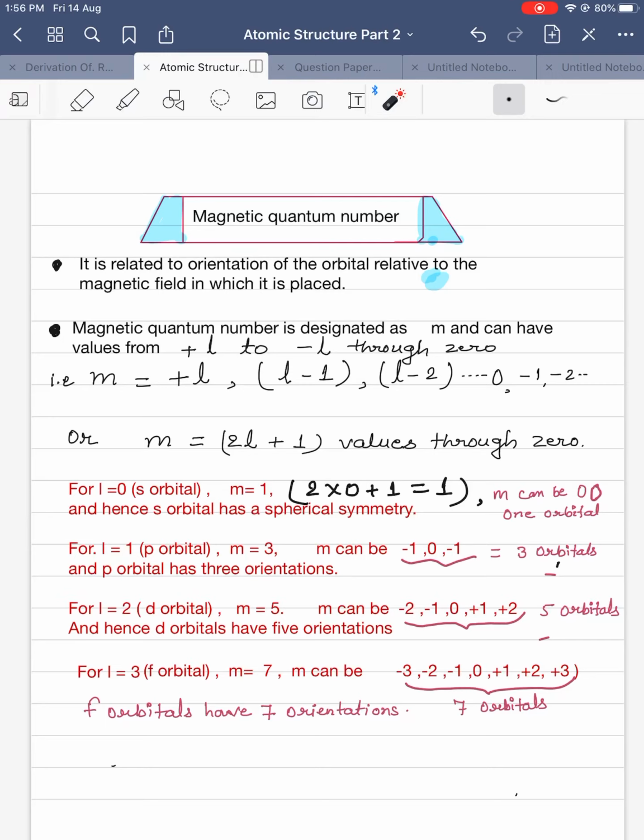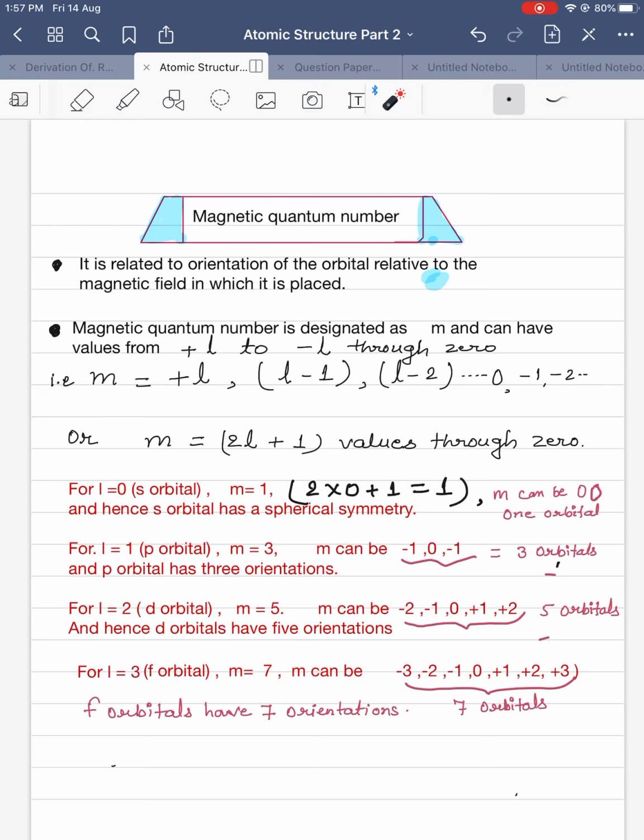The value of the magnetic quantum number ranges from +L to -L through 0. That means m is equal to +L, L minus 1, L minus 2, 0, -1, -2 and so on. Or the number of values of m can be calculated as 2L plus 1.